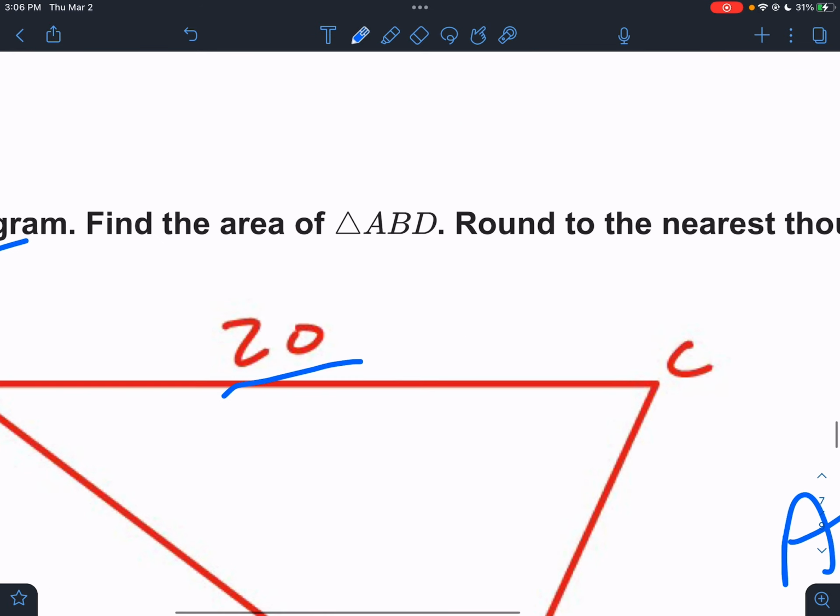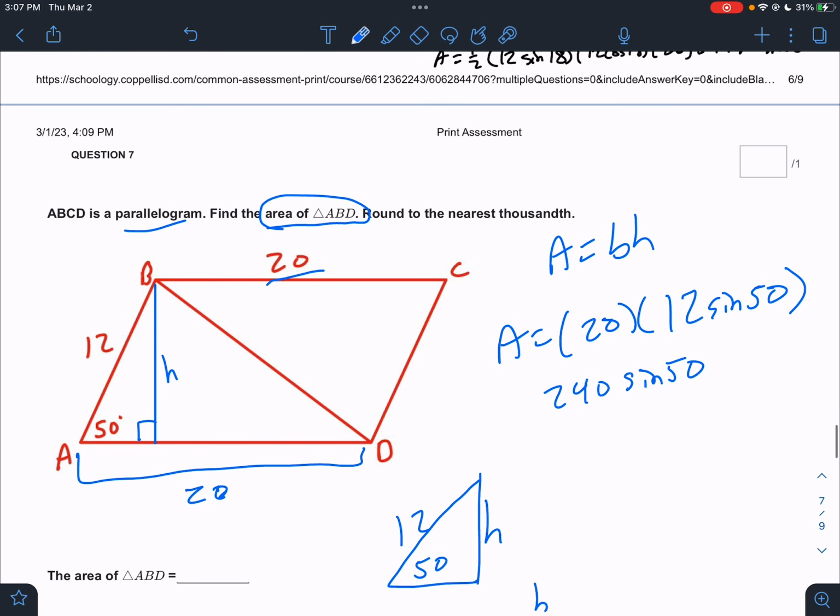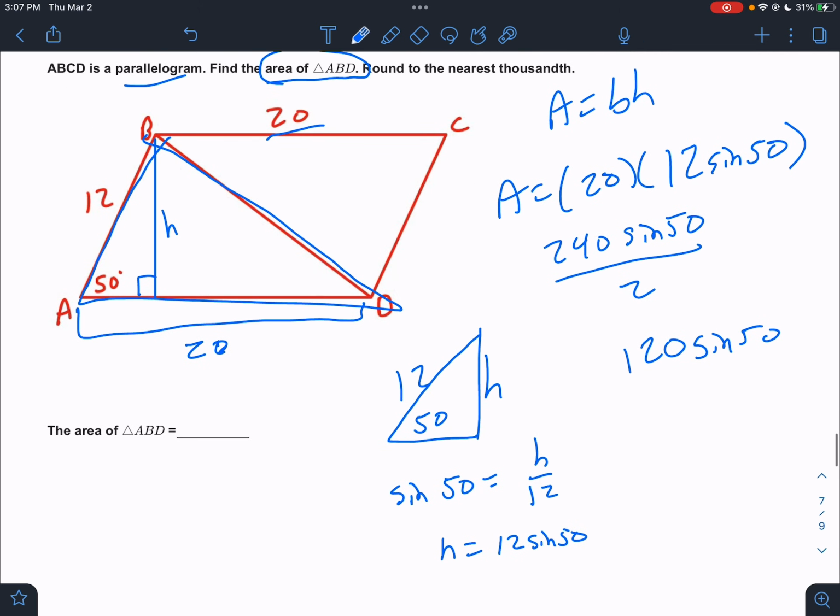Oh, wait. Find the area of the triangle. Sorry. Well, this triangle ABD would be exactly half of that parallelogram. It's just the diagonal. The diagonal cuts it in half. So I actually need to divide that by 2. So we're at 120 sine 50. So 120 sine 50 is 91.925. That's the final answer.